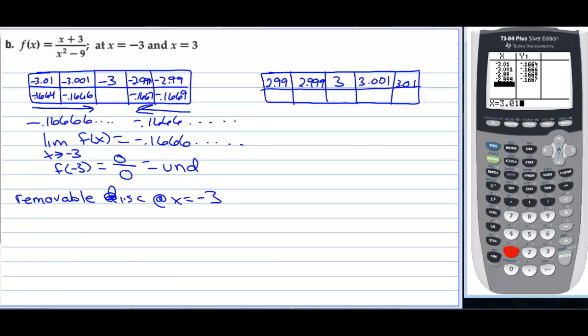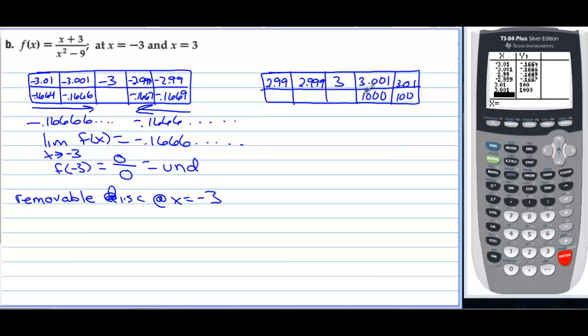3.01. 100. 3.001. 1,000. We've seen this before. What is that approaching? Infinity. It's going up. Closer it gets to 3, the higher it's going. So we have a vertical asymptote here. We have an infinite discontinuity.